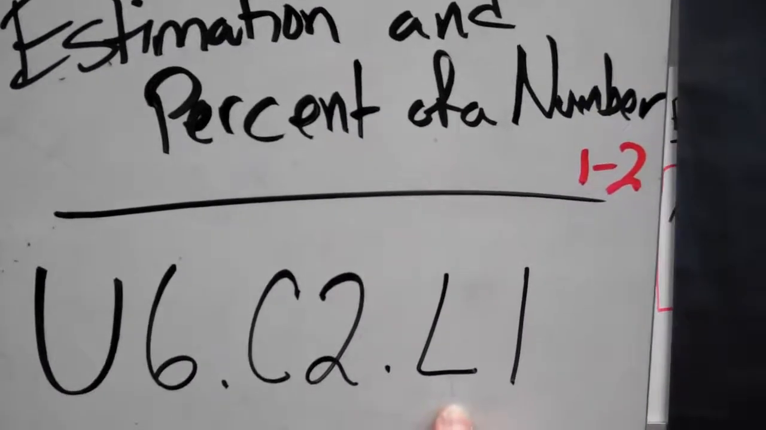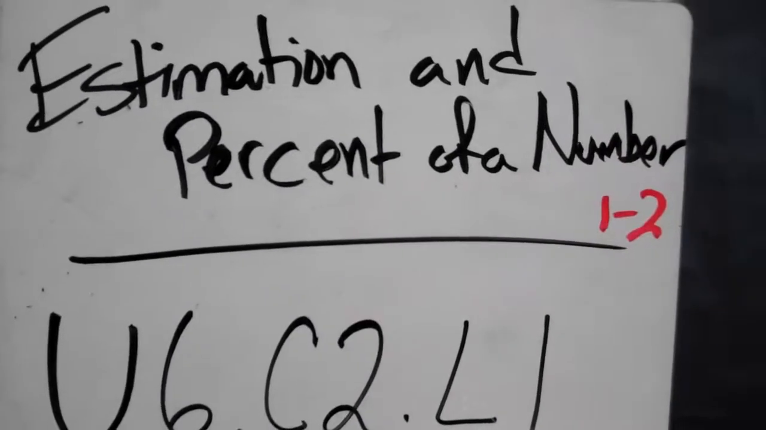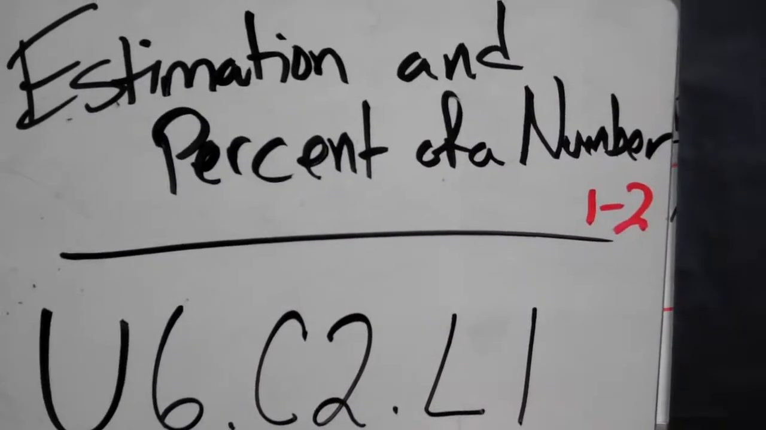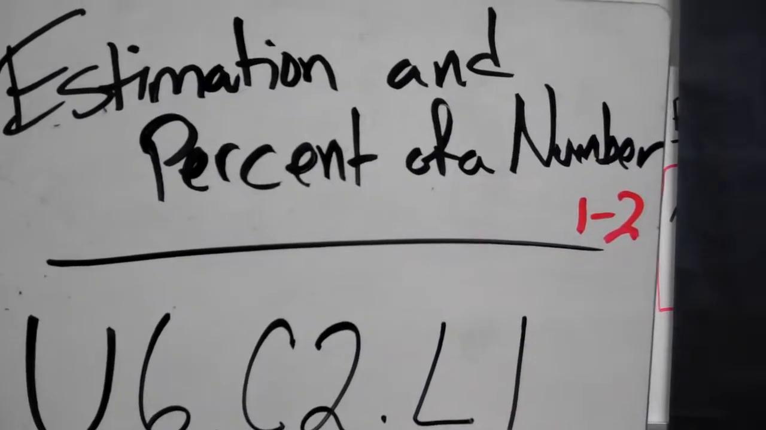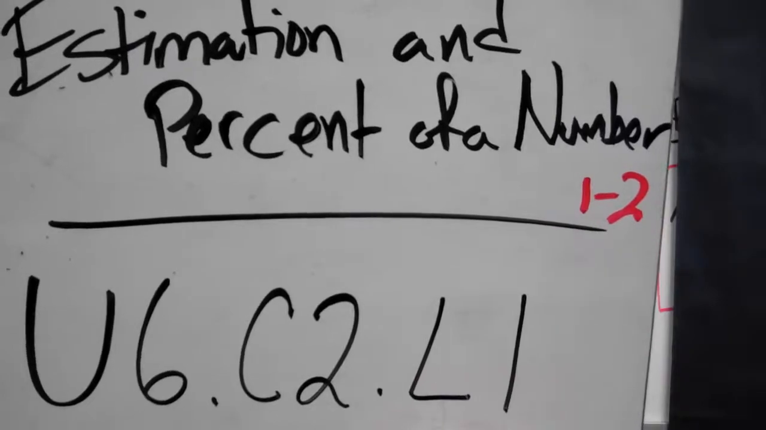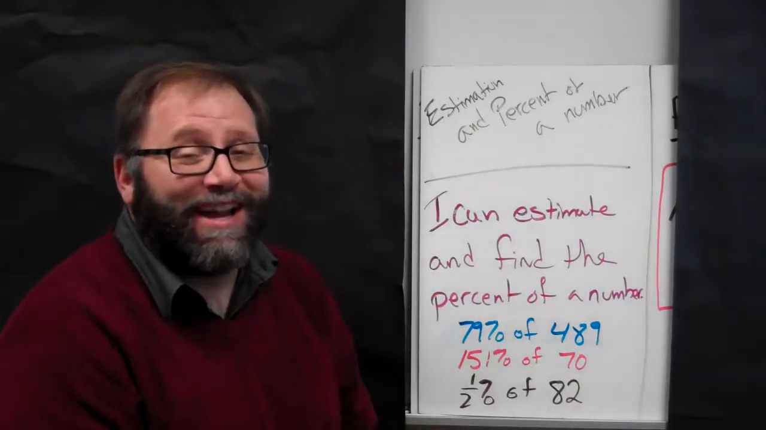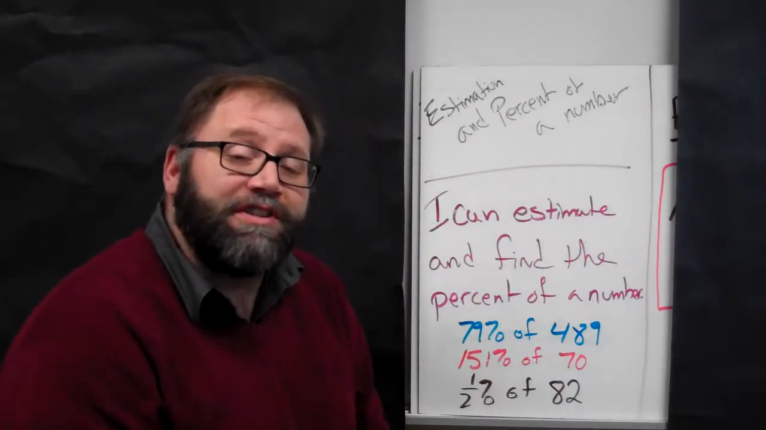This is Unit 6, Chapter 2, Lesson 1, and it's over estimation and percent of a number. So we're actually combining Lessons 1 and 2. It's only labeled Lesson 1, but Mr. Romanovich is going to go over Lessons 1 and 2 with you. Here he is. Oh, hey. I'm surprised.